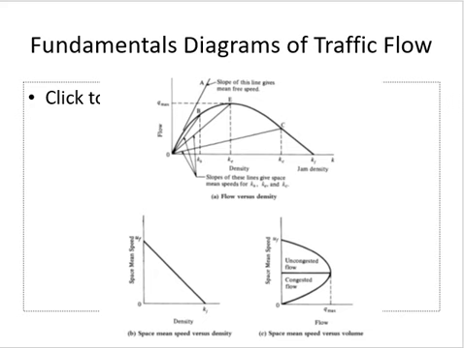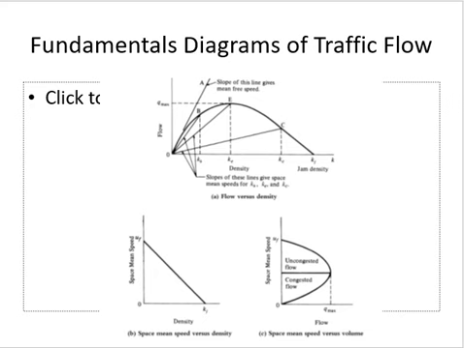When density increases, speed decreases. Why is the speed decreasing? More density, less space. The spacing between the vehicles is getting less, density is more, that means the speed will be less. Okay, then we have the one between flow and speed.